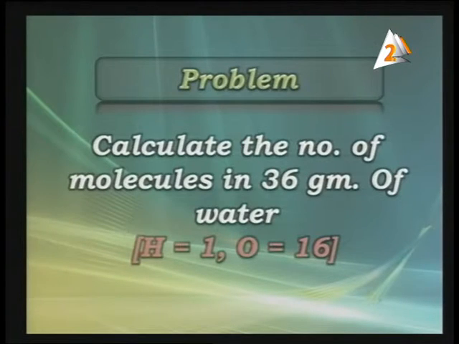Let's go to see another problem. Calculate the number of molecules in 36 grams of water, and here we have H equal 1, O equal 16. It's very easy, it's not difficult. Why? Because calculate the number of molecules means Avogadro's number. Excellent. So Avogadro's number equals 6.02 times 10 power of 23 molecules or ions or atoms. So calculate the number of molecules in 36 grams of water. We must calculate 1 mole of water. How many grams in 1 mole of water?